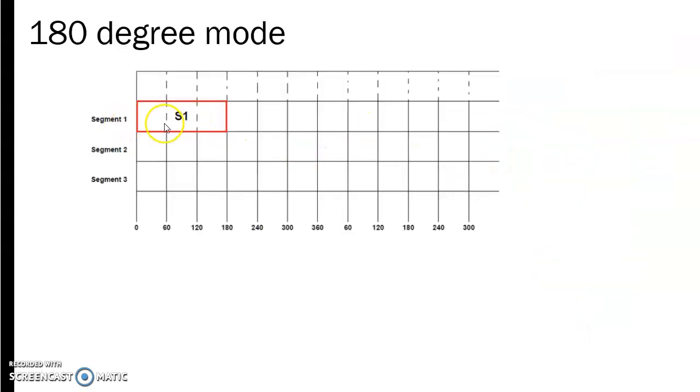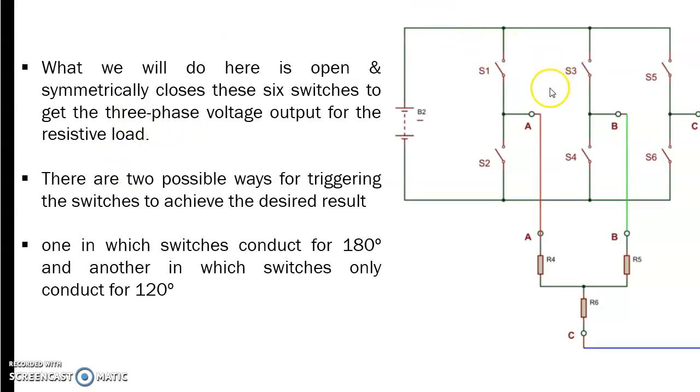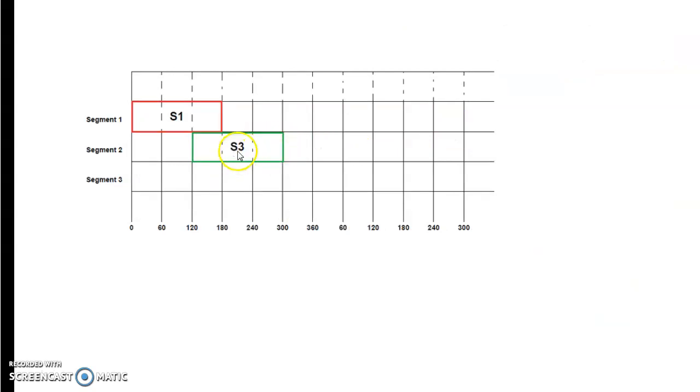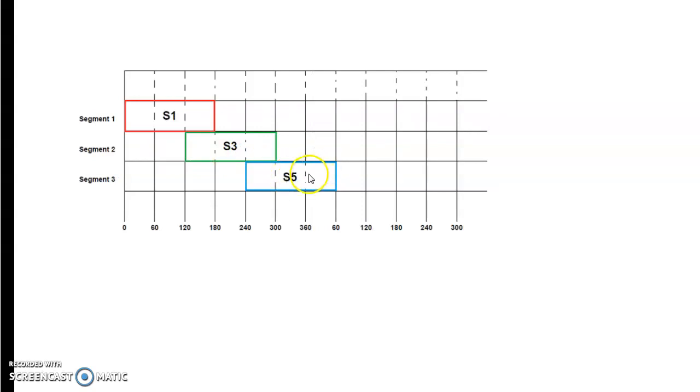Suppose in the first leg S1 is turned on, and it will obviously conduct for a 180 degree duration. This is numbered in the order. After 60 degree, the switch S3 will be turned on. After 60 degree from S1, switch S3 will be turned on. Then after 60 degree S5 will be turned on. This is leg 1, this is leg 2, this is leg 3.